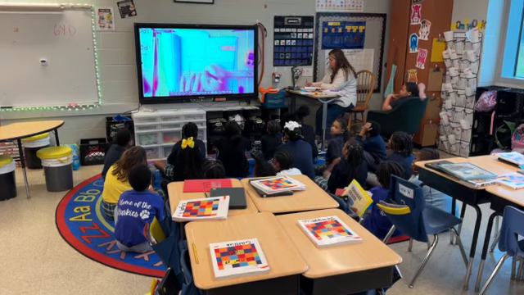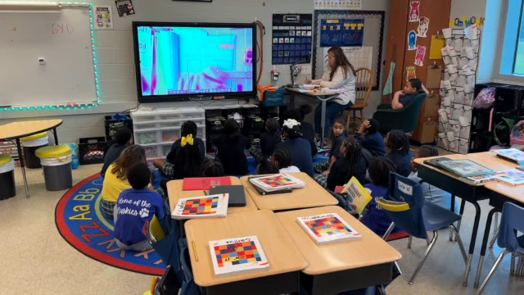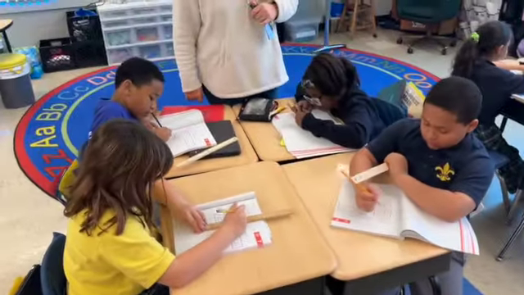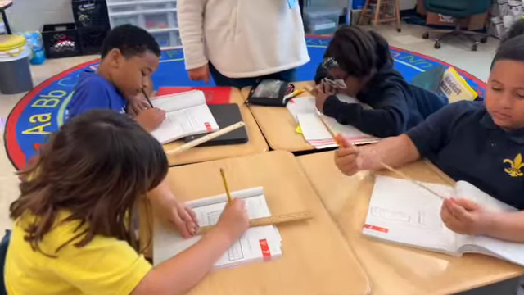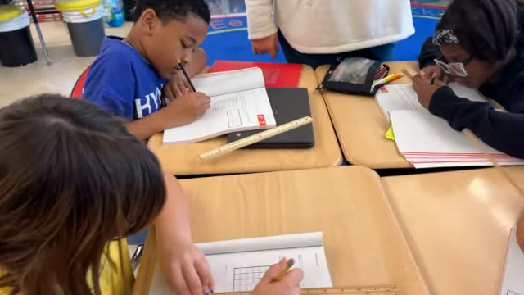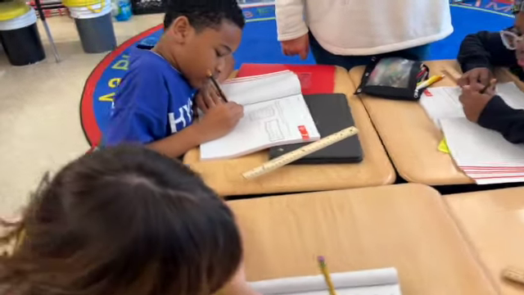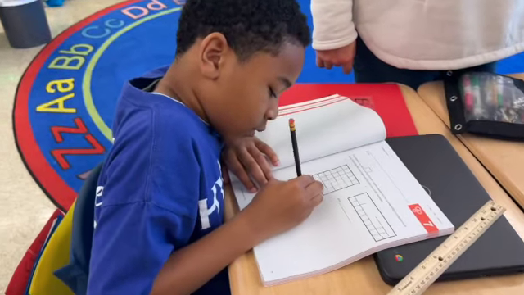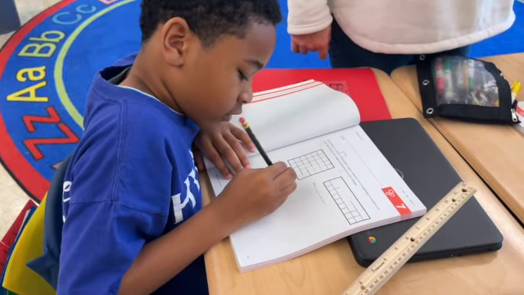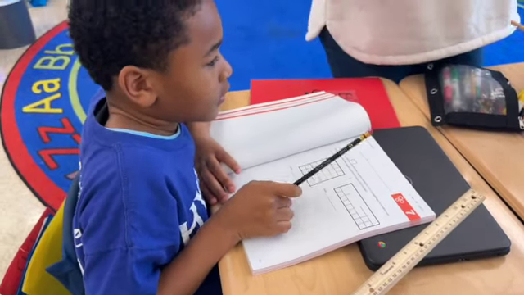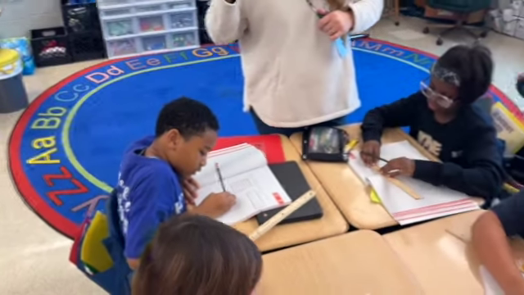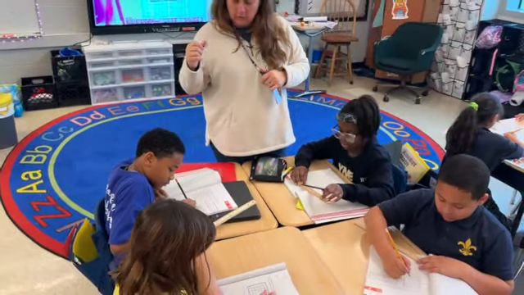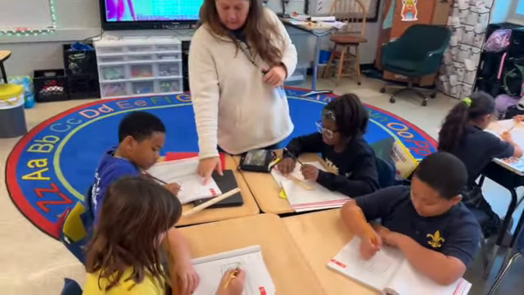Okay, so the array is 5 centimeters times 6 centimeters equals 30. 30 what? 30 squares. Not square, square what? Centimeters, exactly.